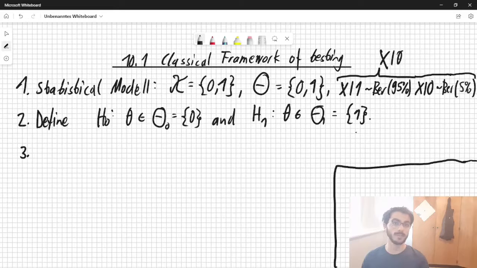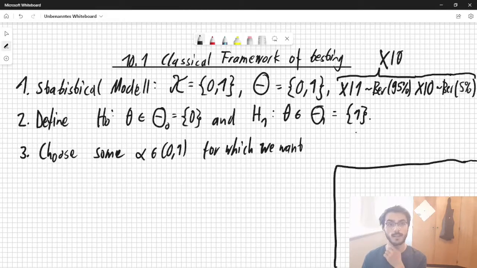After we define this hypothesis, in the classical framework, we have to choose some alpha, which is a number between 0 and 1, for which we want to use alpha to control the type 1 error probability. You can control the type 1 error, which is the probability of rejecting, of saying H0 is false, even though H0 is true, by just very rarely rejecting. That's also why you increase the probability of type 2 error, which is the probability of accepting even though something is wrong.